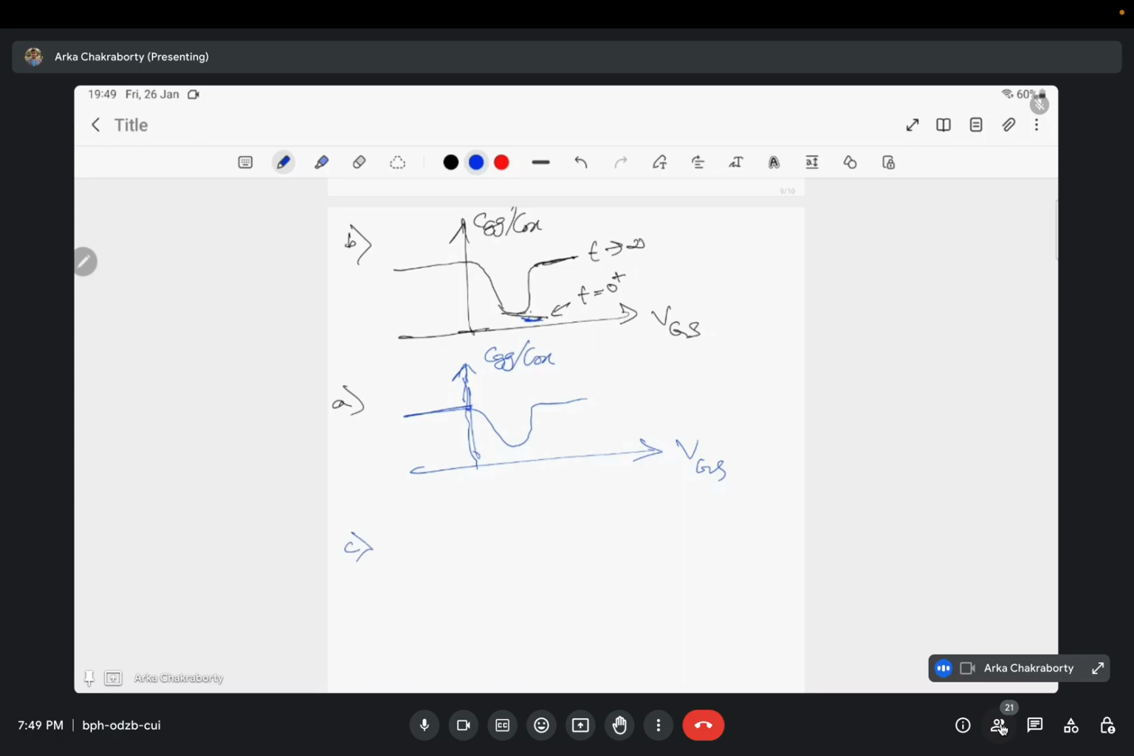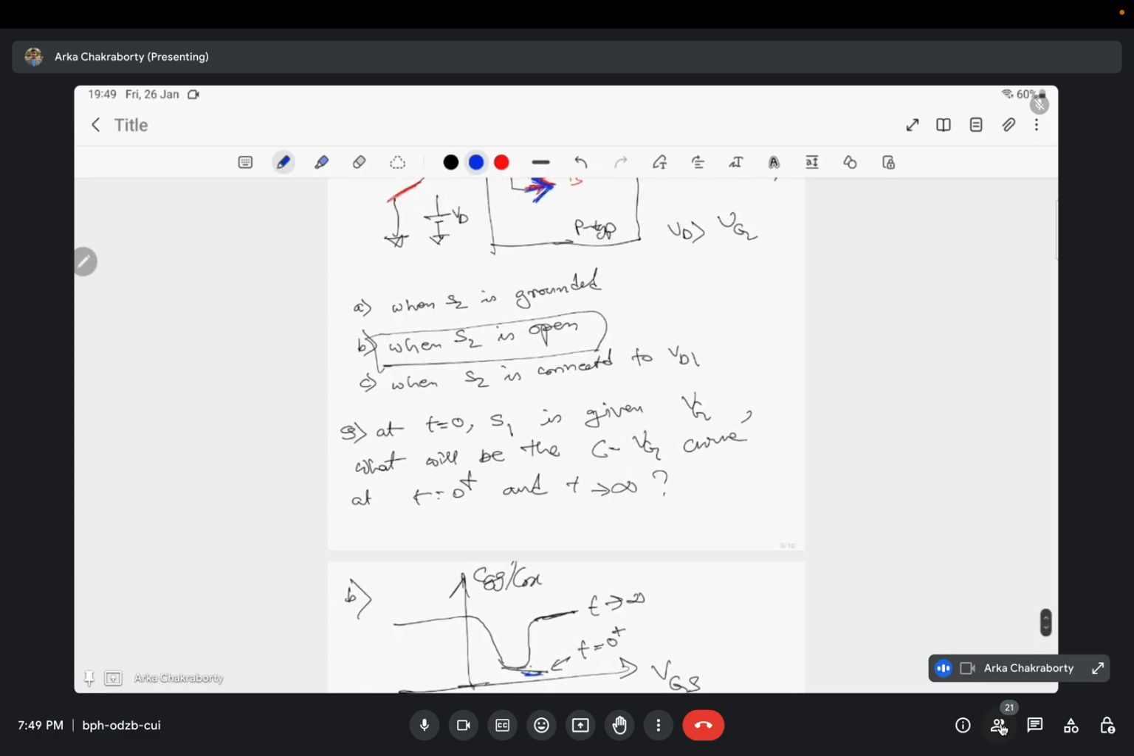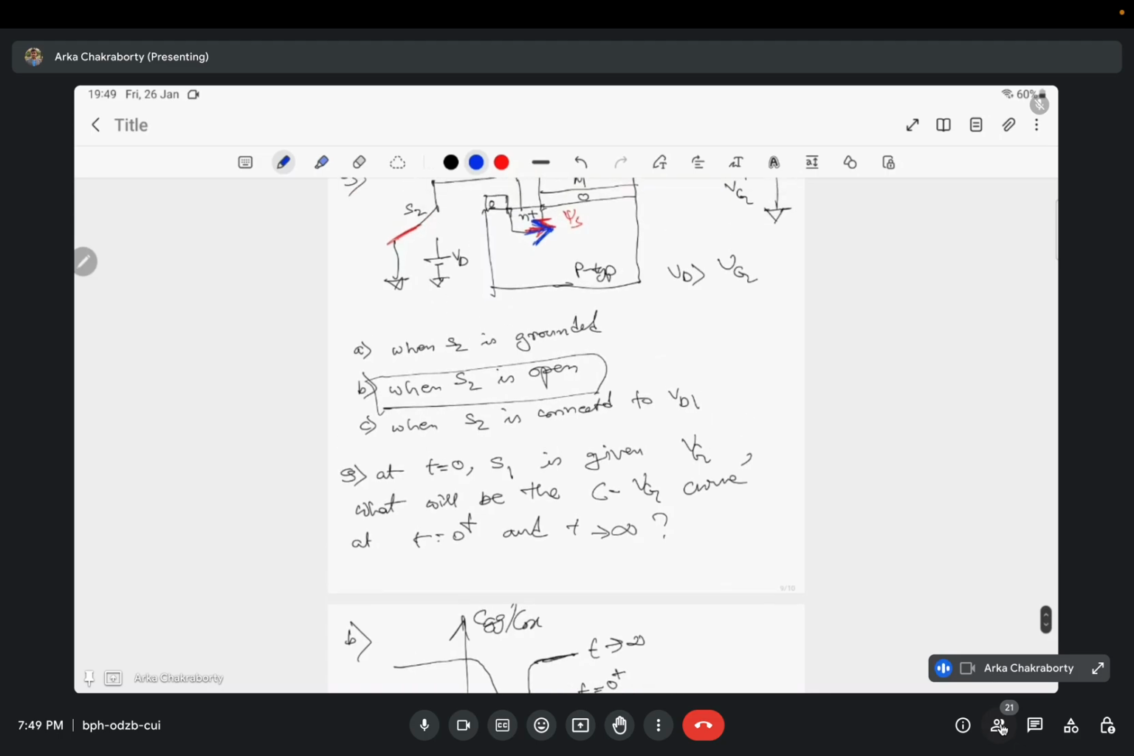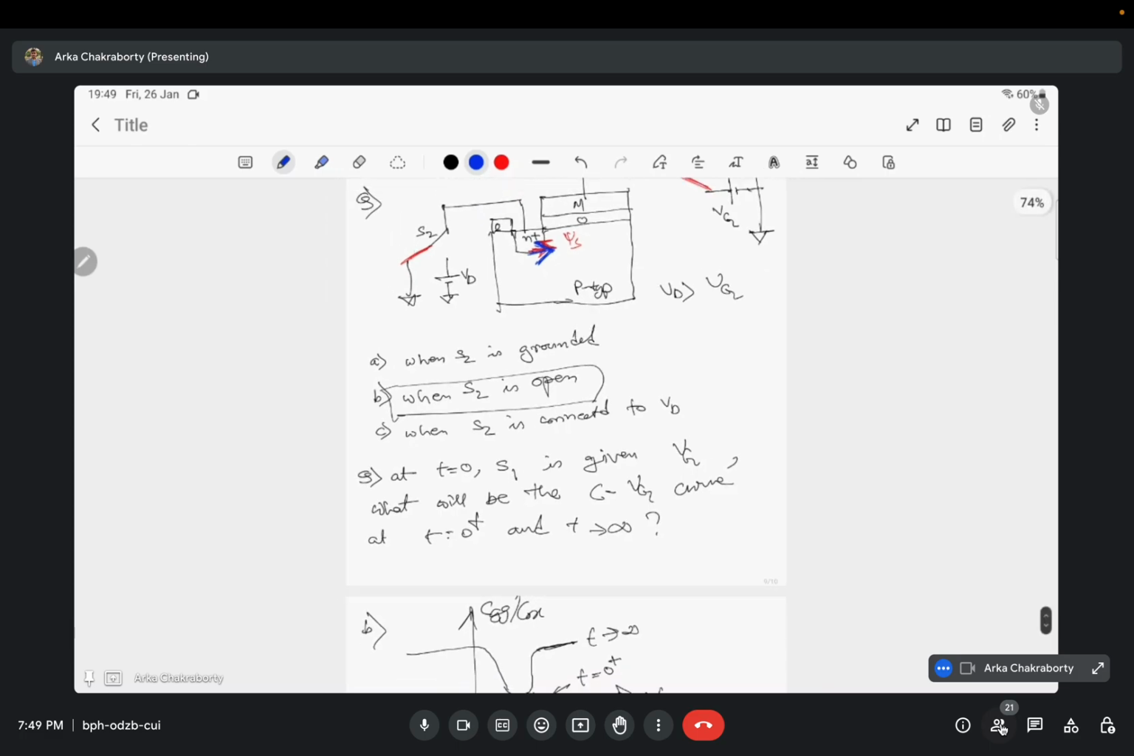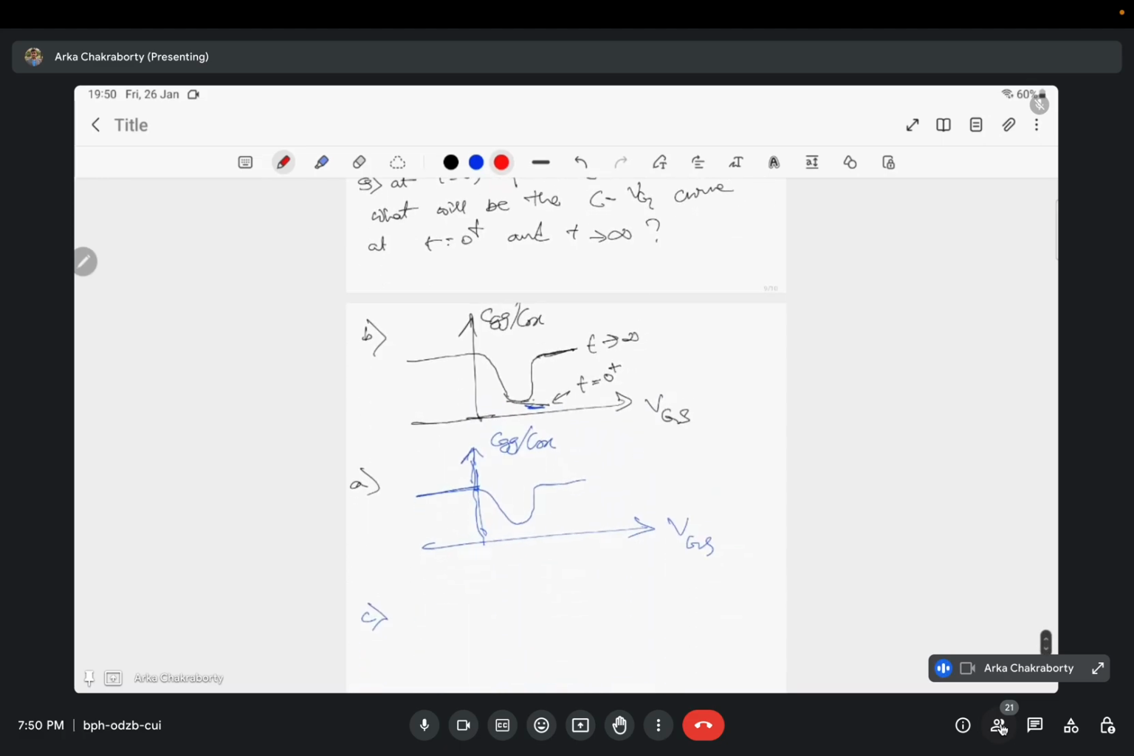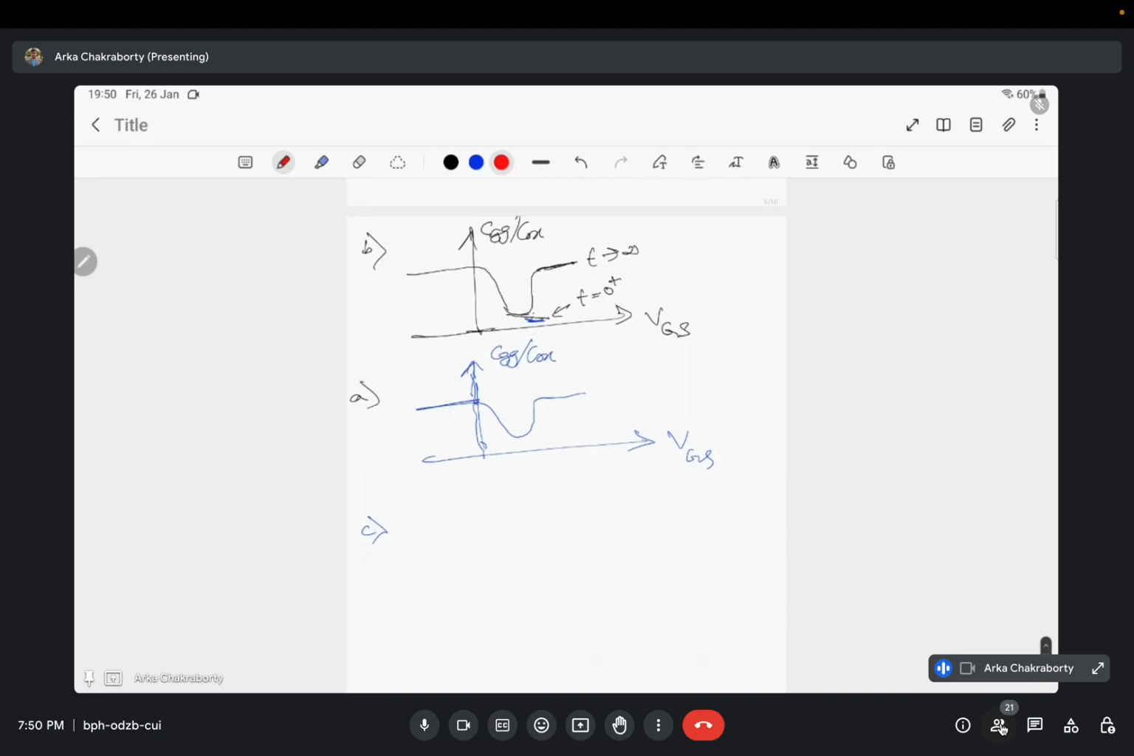And what happens for condition number C, that is S2 is connected to VD, where VD is greater than VG. It is connected here. What will happen? I am giving higher voltage to N plus, so my N plus P junction would be reverse biased. So what happens in a reverse bias condition? See what happens.